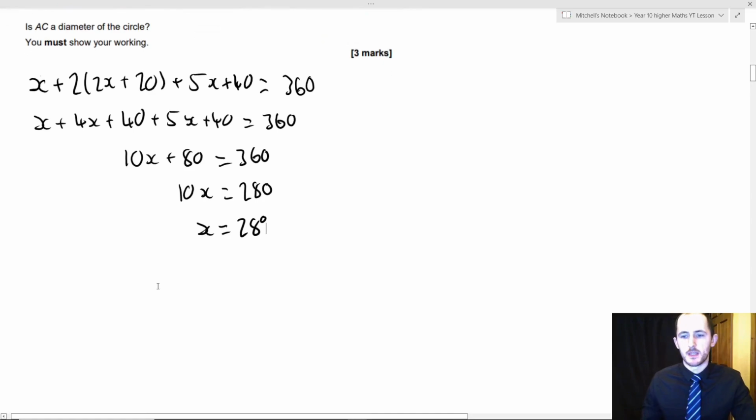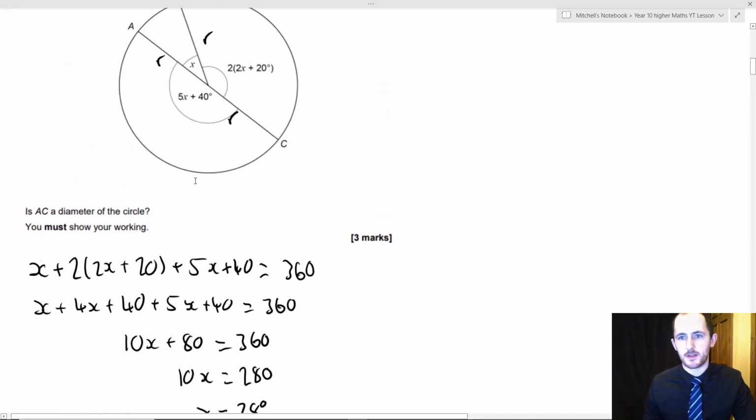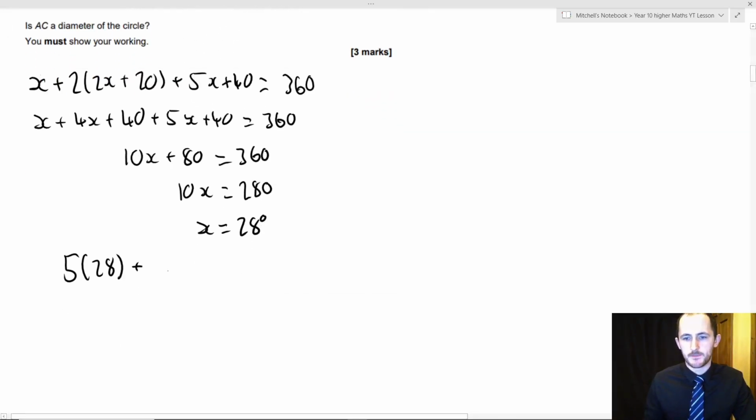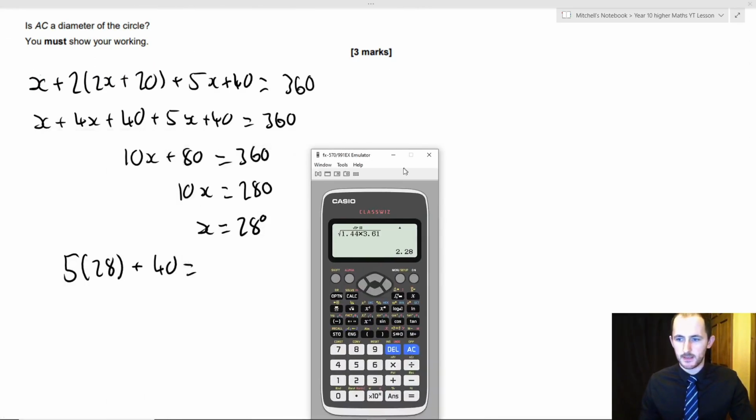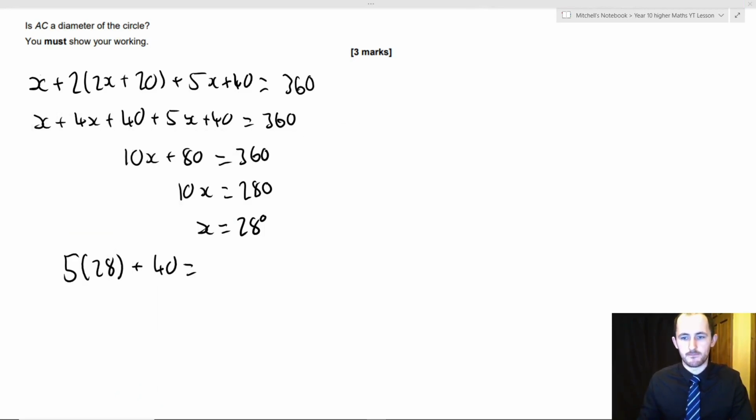Okay? So 5, open bracket, 28, plus, what was it plus? 40. And again, this is a calculator question, so if you want to be a bit lazy, you're more than free to use a calculator. So we have 5, open bracket, 28 plus 40, which is 180. Therefore, AC is a diameter.